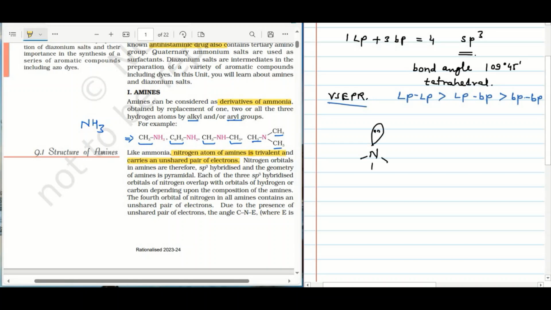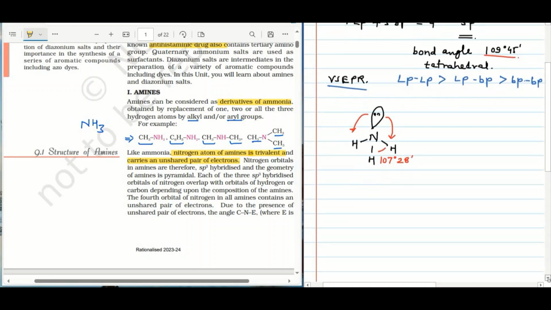If we draw the structure of ammonia as tetrahedral, so this is the tetrahedral structure for ammonia, but because of lone pair bond pair repulsion, this lone pair pushes this bond pair and this side also it pushes the bond pair. As it pushes the bond pair, the bond angle decreases to 107 degree 28 minutes. So this bond angle decreases to 107 degree from 109 degree due to lone pair bond pair repulsion.